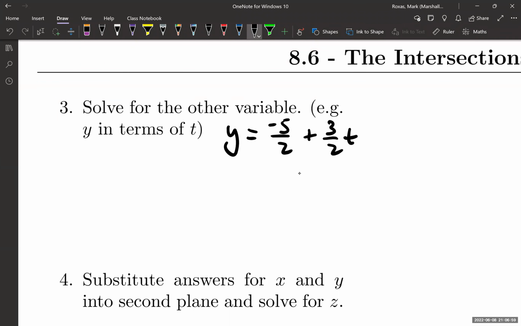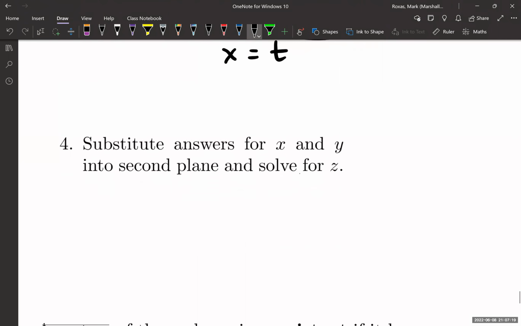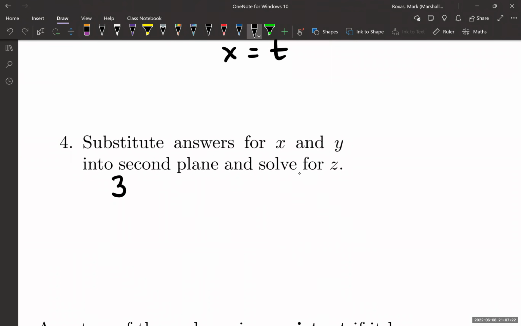So step 4 says, let's now take this, substitute answers for x and y into the second plane and solve for z. Okay, so what would be my answers? We're going to substitute this y, and we already set x equals t arbitrarily. So we're going to use that x and y and solve for the third variable z. I'm going to go back to the second plane. Here's my equation for the second plane: 3x minus 2y plus z equals 4.